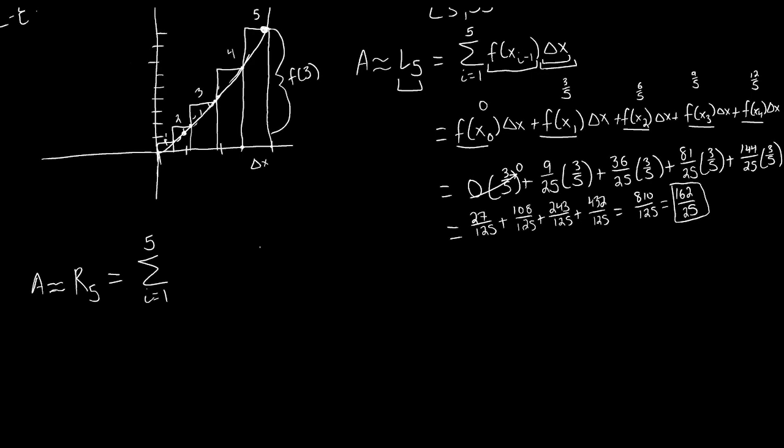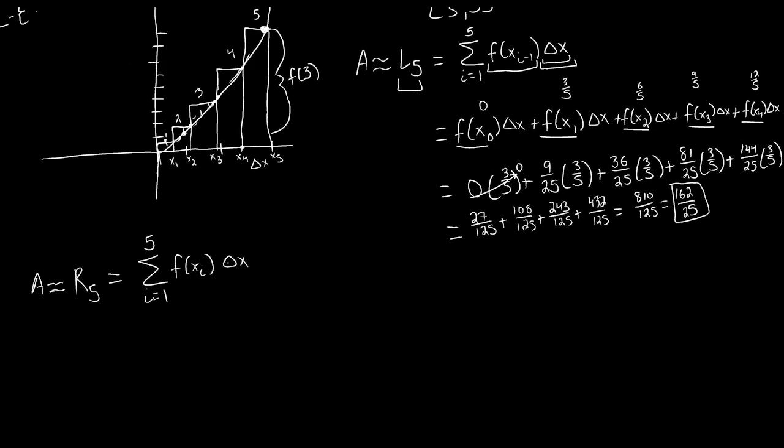Because when we look at what we were doing to make our rectangles, this first right endpoint rectangle was made with x sub 1, right? And this was made with x sub 2, this was made with x sub 3, x sub 4, and x sub 5, right? So we were not using x sub 0 like we did before, which is why we used that i minus 1 in our subscript there. What we're actually going to use this time is just f of x sub i times delta x.